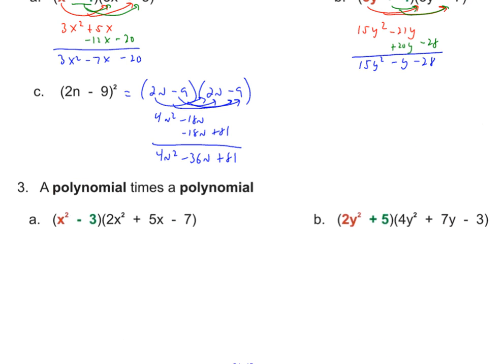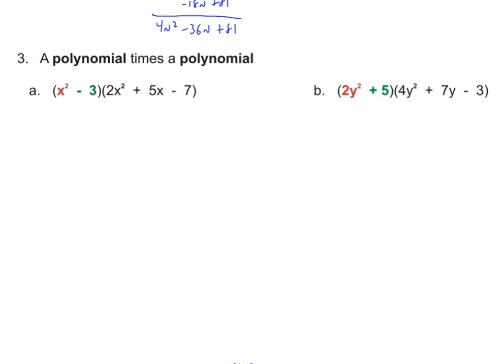All right, C, or number 3 here. How about a polynomial times a polynomial? Now look, it doesn't matter whether it's a binomial times a trinomial, or a trinomial times a trinomial, or a 4-termed polynomial times a 5-termed polynomial. It just makes for a big problem, but all you have to do is distribute. So look, all you do is distribute.